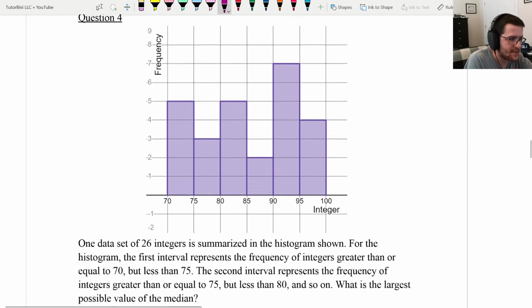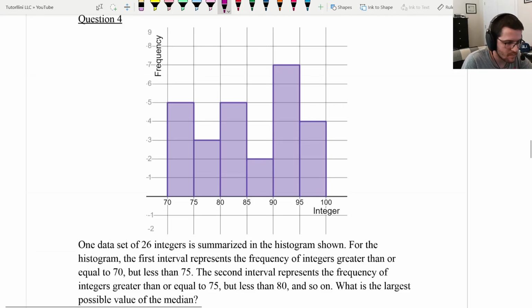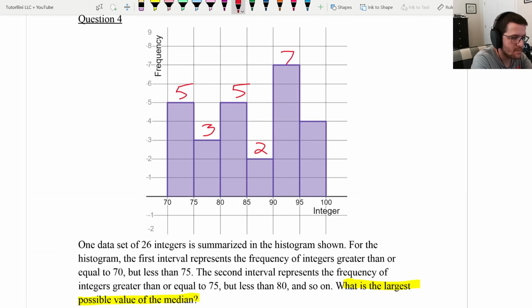Okay, so we got a statistics question, and it's asking us about the largest possible value of the median. We'll worry about all this stuff in the middle in a little bit, but the very first thing I do when I see a histogram, and this stinks because you guys can't do this on a digital test, so you might want to copy it down on your paper, is I write the frequency numbers on top of the bars. So watch. I'm going to put a 5 here, and then 3, 5, 2, 7, and 4.